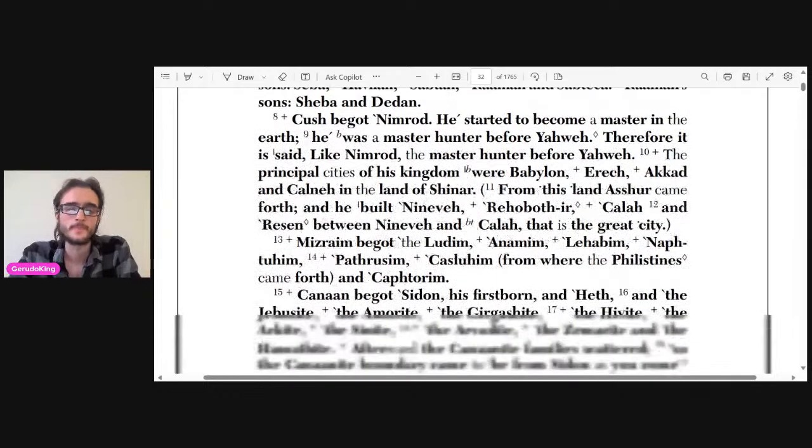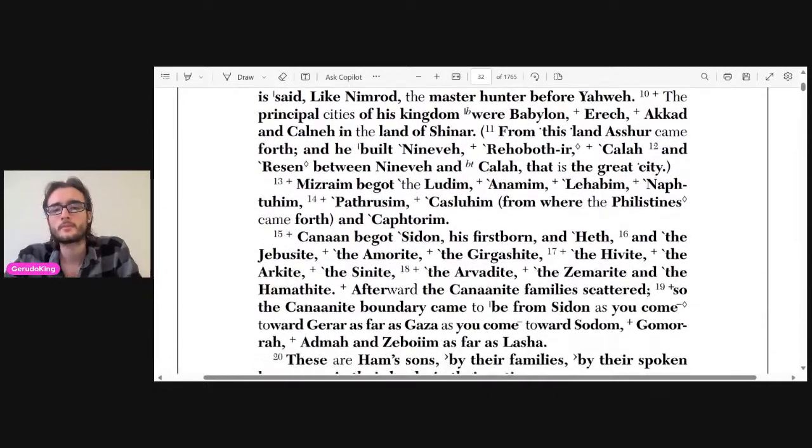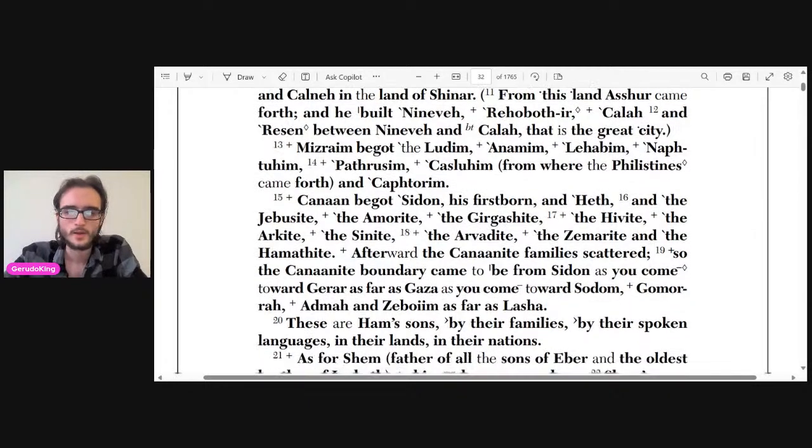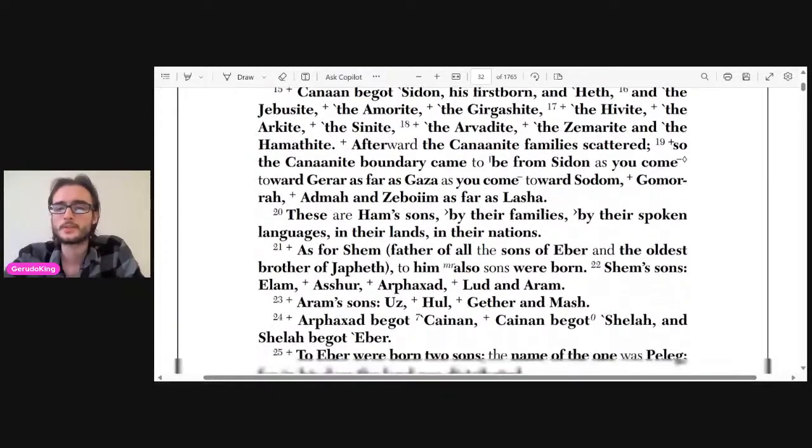Mizraim begot the Ludim, Anamim, Lehabim, Naphtuhim, Pathrusim, Casluhim, from where the Philistines came forth, and Caphtorim. Canaan begot Sidon, his firstborn, and Heth, and the Jebusite, and the Amorite, the Girgashite, the Hivite, the Arkite, the Sinite, the Arvadite, the Zemarite, and the Hamathite. Afterward, the Canaanite family is scattered.